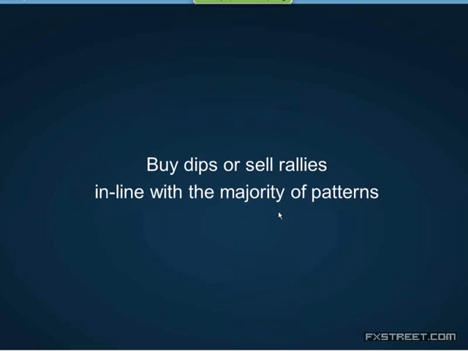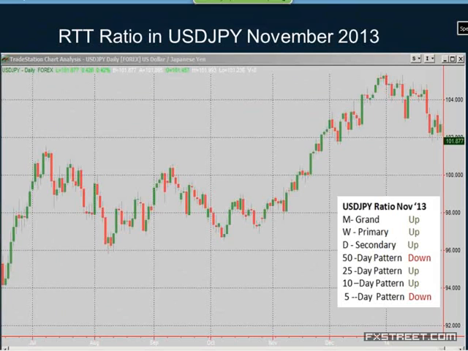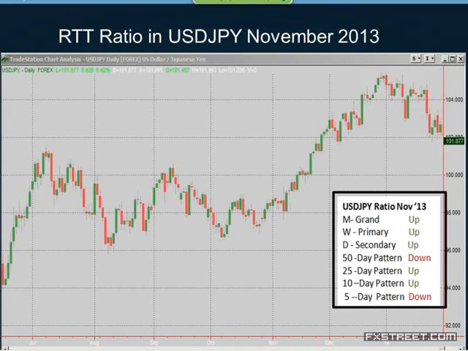Your method needs to be designed this way. You need to buy dips or sell rallies in line with the majority patterns. At least when you know what the majority patterns are, you know when to go counter trend too. So as I said, we're going to trade along with the majority pattern. So at that point right there, your majority patterns were up, weren't they? No matter how you slice it, if you trade 5 through 25 or you trade the 10 through 50, majority patterns are up. Therefore, you're looking to buy a dip, right?